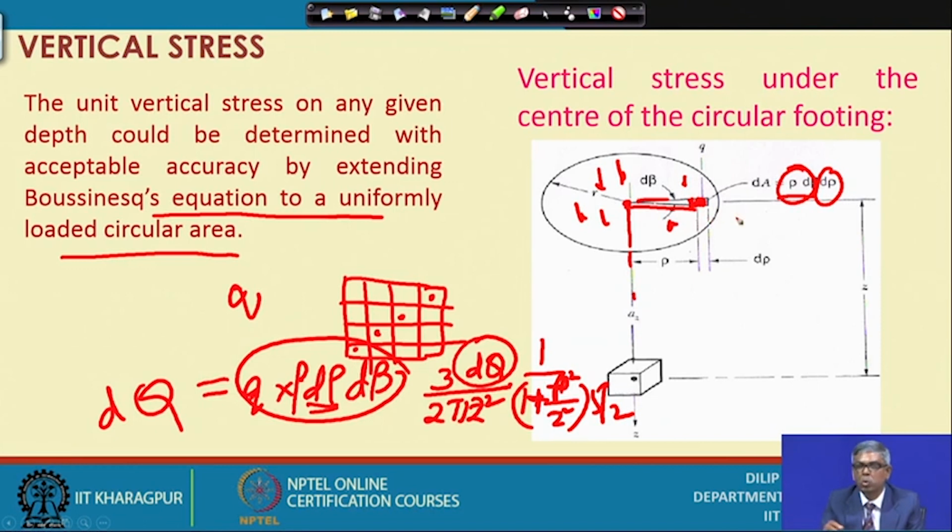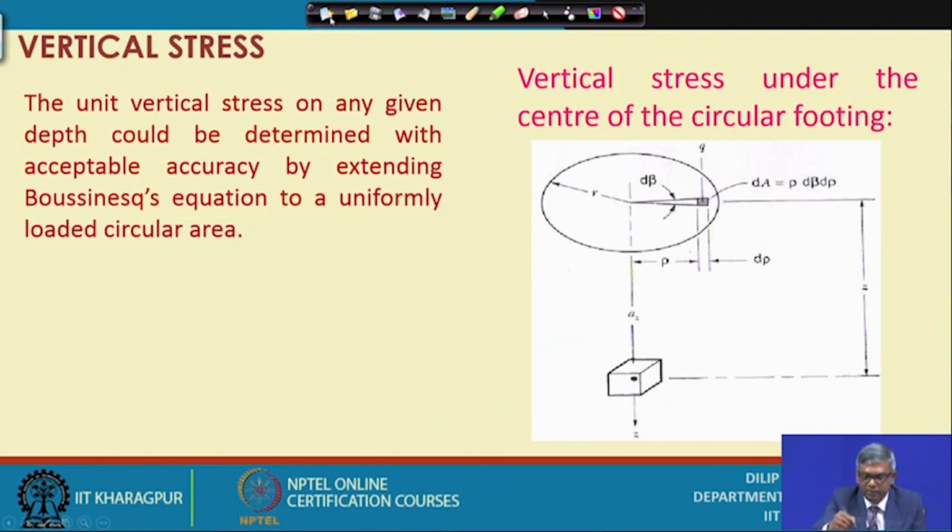I can integrate rho as well, which varies with the load. If I consider this point here instead, it is a lesser distance. If I take it at the center itself, then r becomes 0. So, r can vary from 0 to the radius of the footing. If I do this simple integration, I can get the stress intensity. Let me show you in the next slide in a better way.